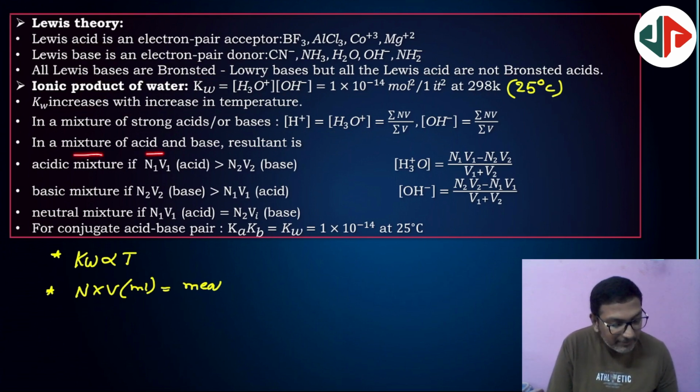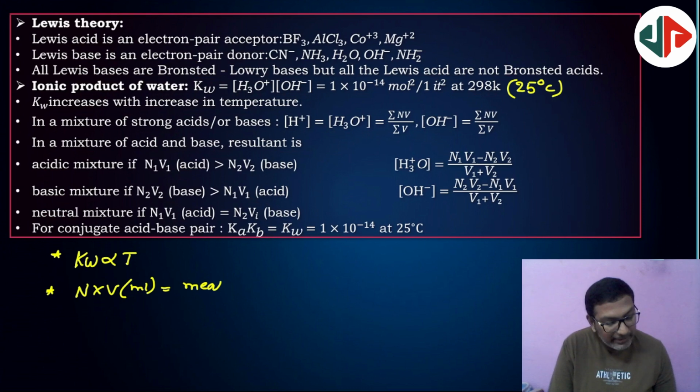Next. So in a mixture of acid and base, resultant is if N1V1, that means milli equivalents of acid greater than milli equivalents of base, solution will be acidic. If milli equivalents of base greater than milli equivalents of acid, basic. If milli equivalents of acid equal to milli equivalents of base, solution will be neutral.